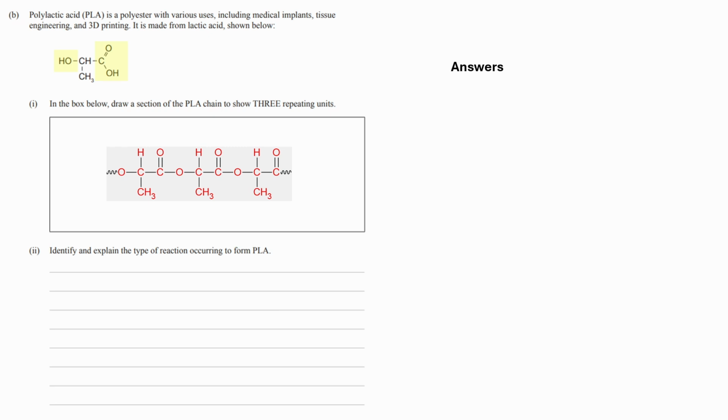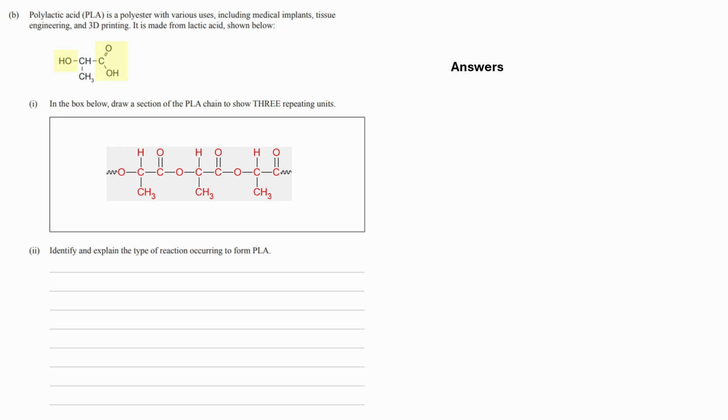So we're going to end up with this molecule here. Now this molecule is a repeating unit. Okay, so the repeating unit here is our polymer. We've got 3 units, 1, 2, 3. Now, identify and explain the type of reaction occurring.